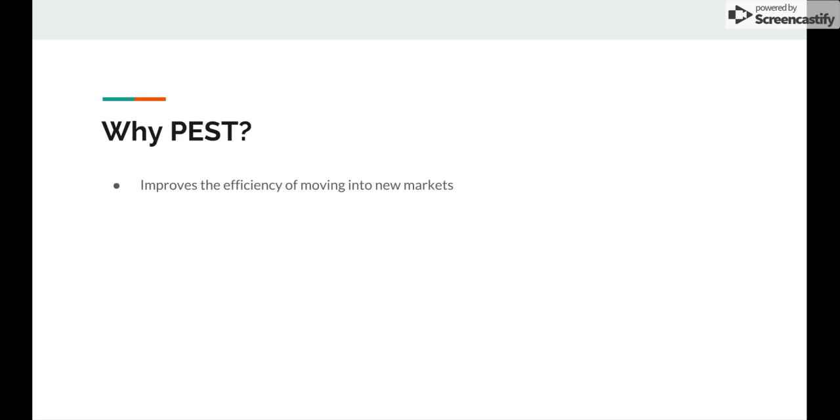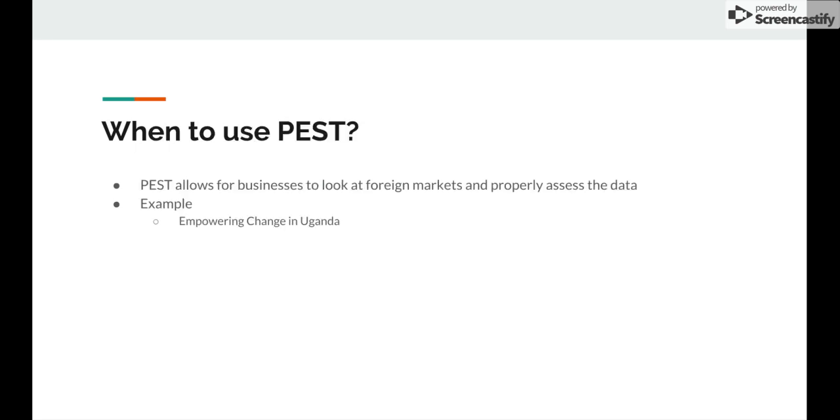So why PEST? It improves the efficiency of moving into new markets. It really allows you to know more information, and that is the why you would use it. So the when to use it: you really want to use it when you're going into markets. A lot of times it's used for going into foreign markets, but it can also be used inside of a country to look at going into a new region, because what the Midwest may use for something may be very different in the South or in the West Coast or East Coast.